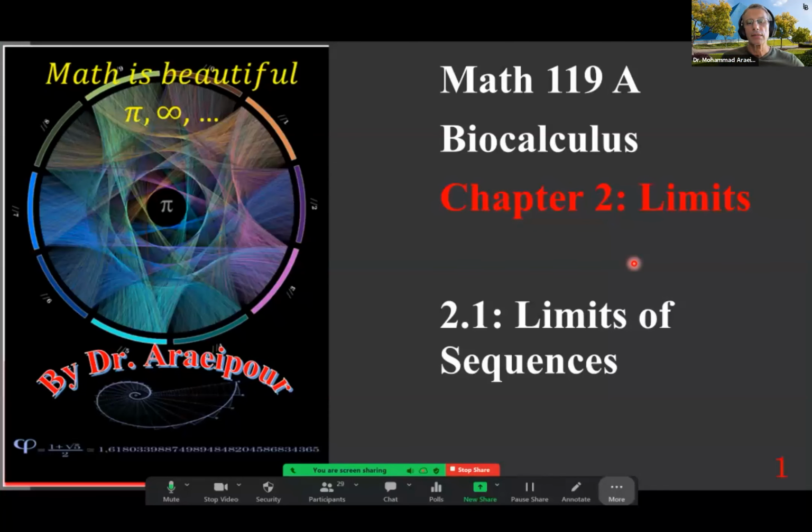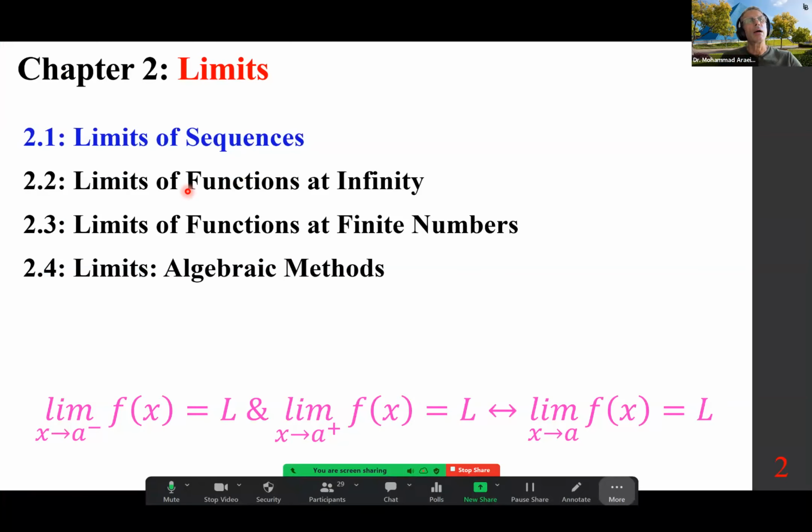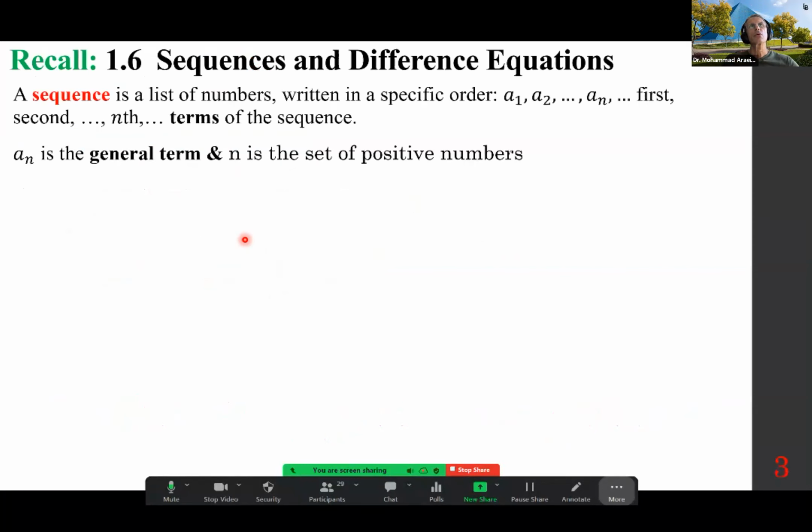Good afternoon, class, and we are looking at section 2.1, limits of sequences. In this chapter, chapter 2, limits, we look at limits of sequences, limits of functions at infinity, limits of functions at finite numbers, and limits algebraic method. So first, I would like to remind you of what we saw in 1.6.